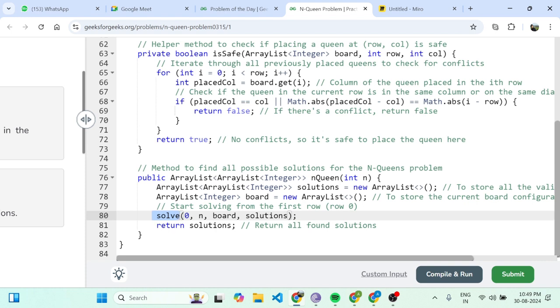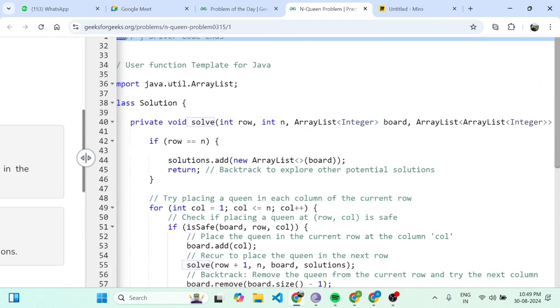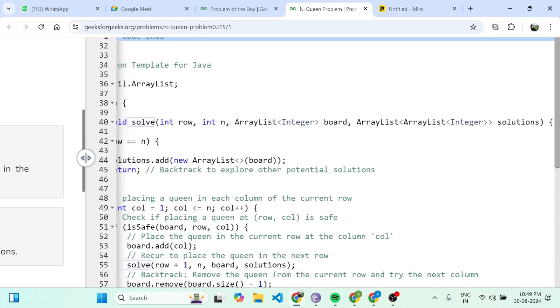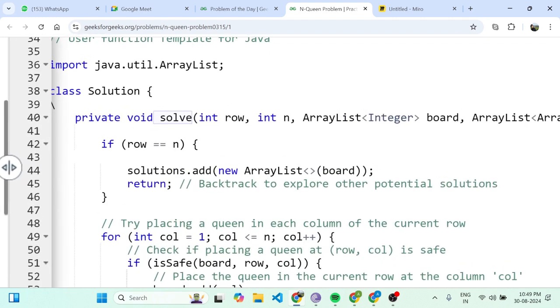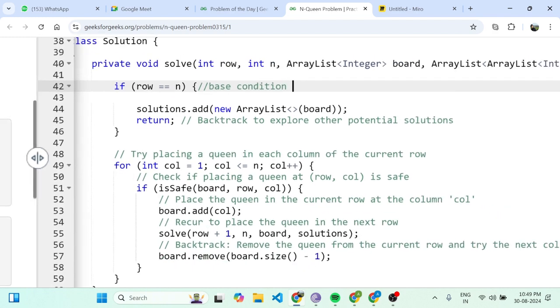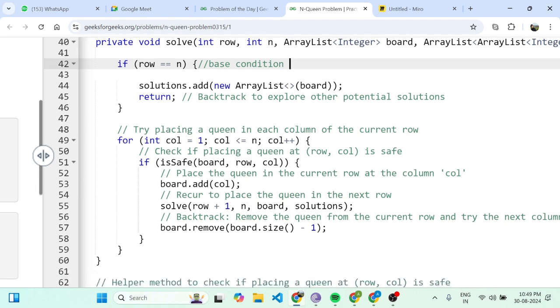Finally, we are going to return the solutions. So where is my solve function? So here is my solve function. I'm taking a row, the length, a board array list, and a solution array list at the same time. Now let us come to the int row. If int row equals n, this is my base condition. Then what I'm doing is solutions.add(new ArrayList(board)). So I'm basically adding the solutions for that particular board and returning it.